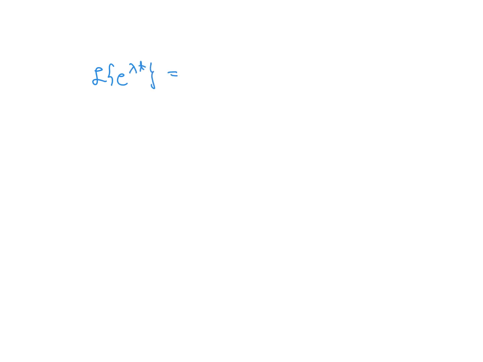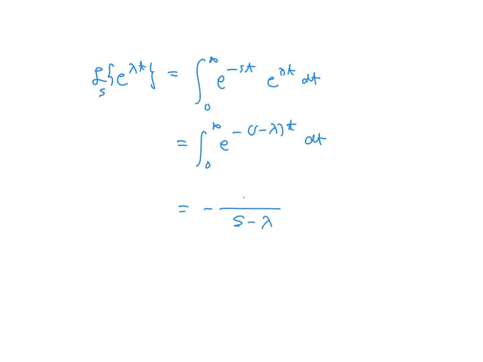Laplace of e^(λt): the integral of e^(-(s-λ)t) dt is minus 1 over (s minus λ) e^(-(s-λ)t) from 0 to infinity. When t becomes infinite, it is 0. When t becomes 0, it's 1, right? So 1 over s minus λ. So the Laplace transformation of e^(λt) is 1 over s minus λ.